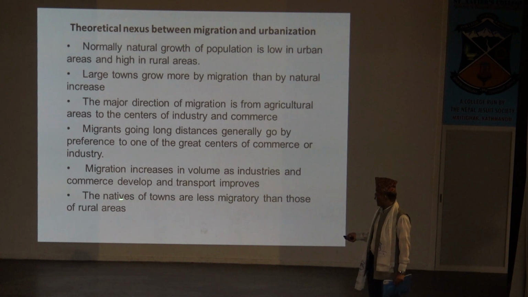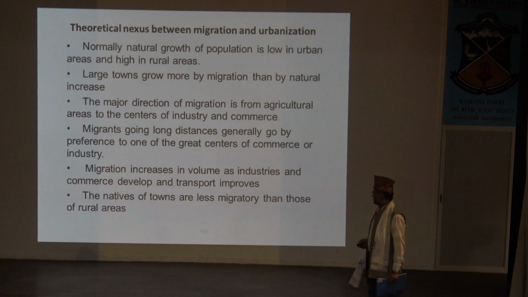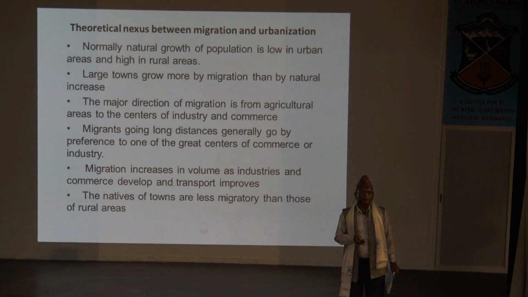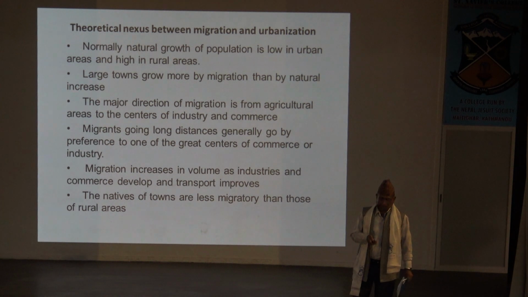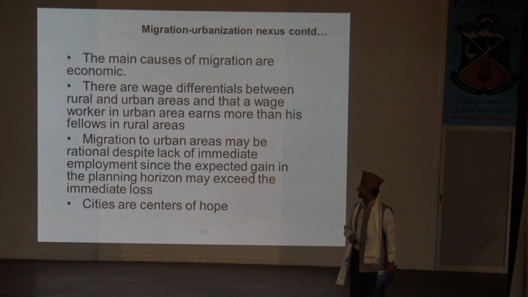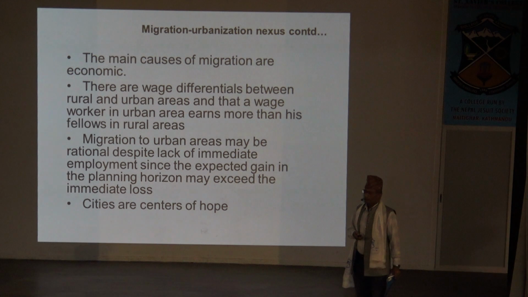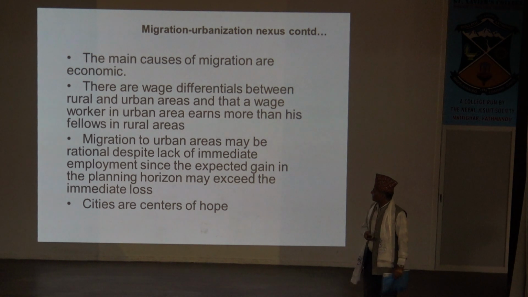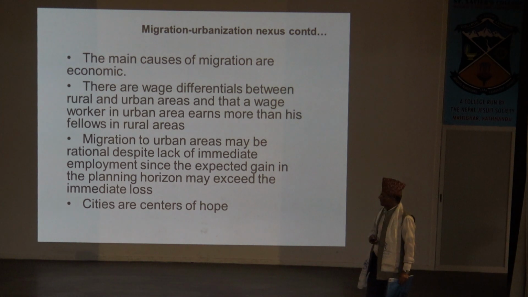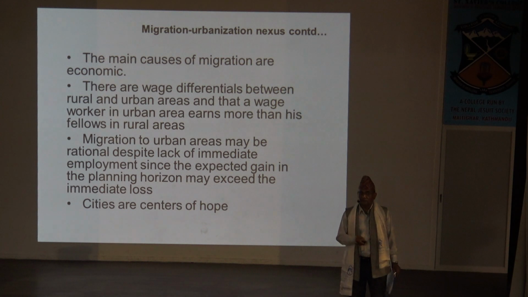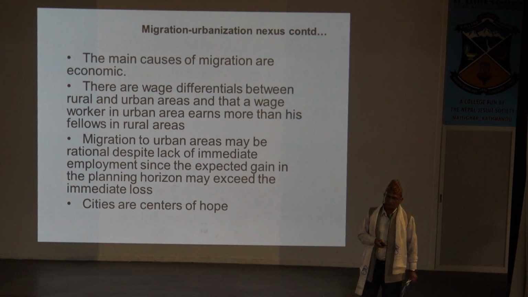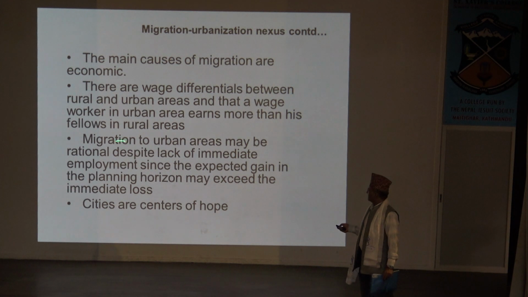The other one, the natives of towns are less migratory than those of rural areas. I don't know how this comes, but this is one of the established notions. The other nexus, the main causes of migration are economic. There are wage differentials between rural and urban areas. A wage worker living or working in rural areas earns less than one in urban areas. The other point is migration to urban areas may be rational despite lack of immediate employment, since the expected gain in the planning horizon may exceed the immediate loss.